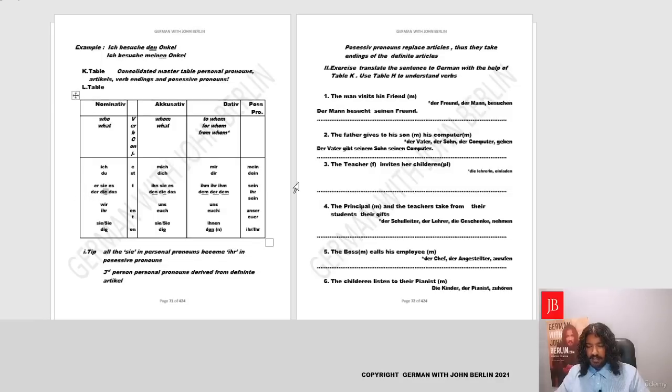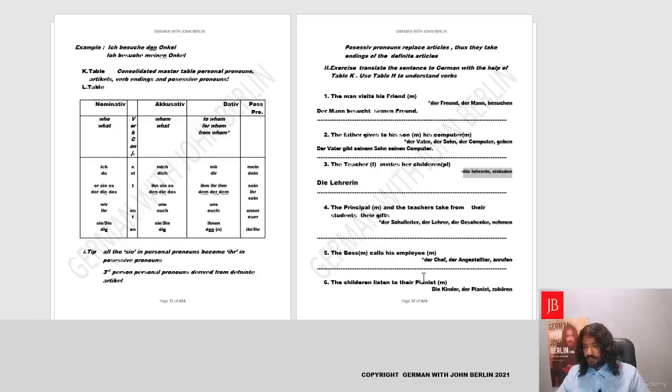It'll be die, yes, and I'll write die. Okay, make it bigger. Die Lehrerin. Very good. The verb is to invite. In German, it's einladen. Yes, if we can see it here. Okay, I think we can see it now. Einladen. Now we'll pick up einladen, and we need to remember this is a two-part verb. It is a separable verb.